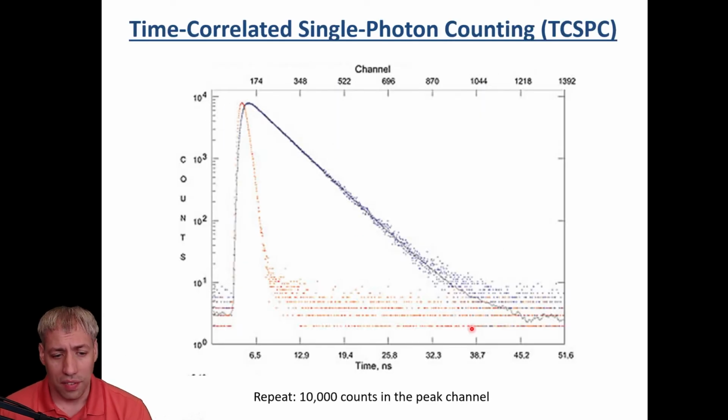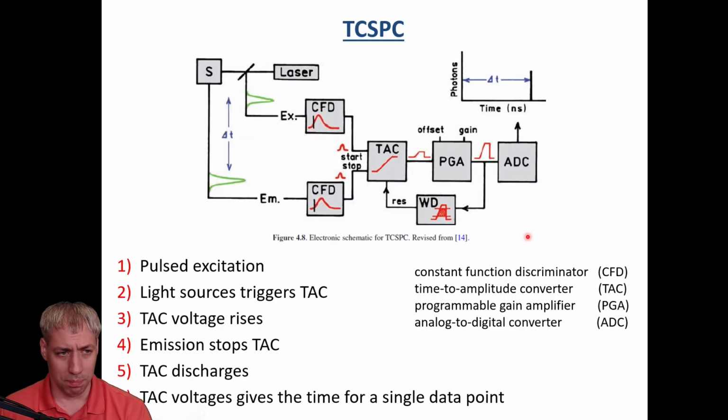Going back to this graph, essentially you're going to add up those single data points over and over again. Note this is a logarithmic scale. Your first point's going to go here, next one here, and so on and so forth, and it's going to build up this TCSPC histogram.